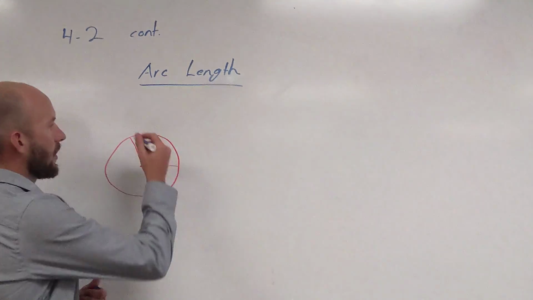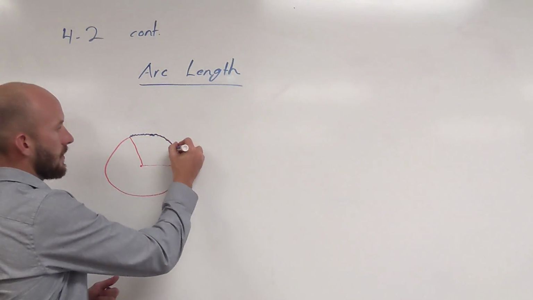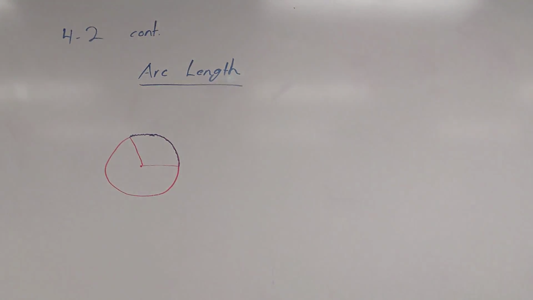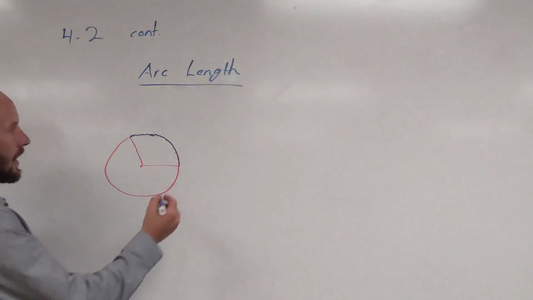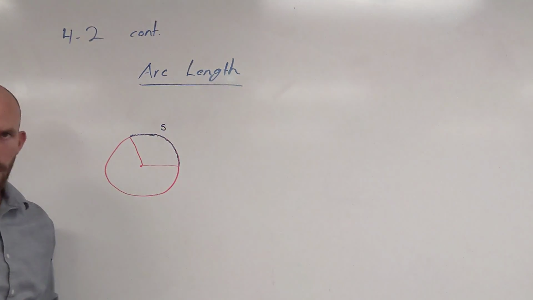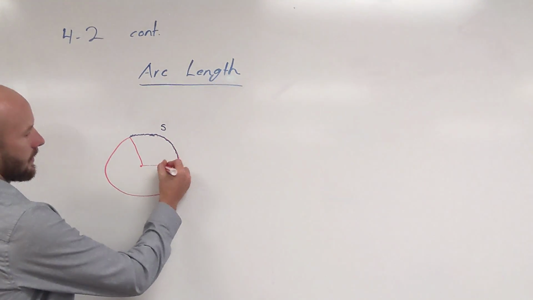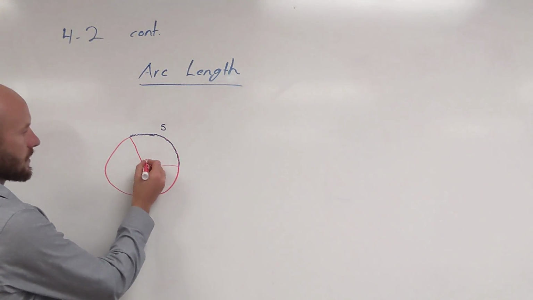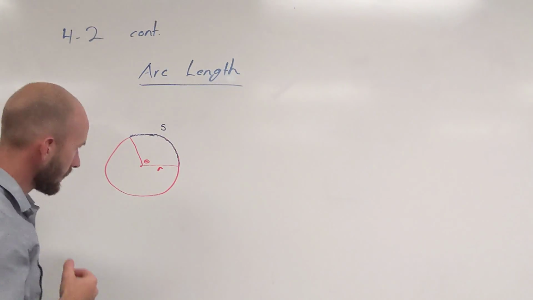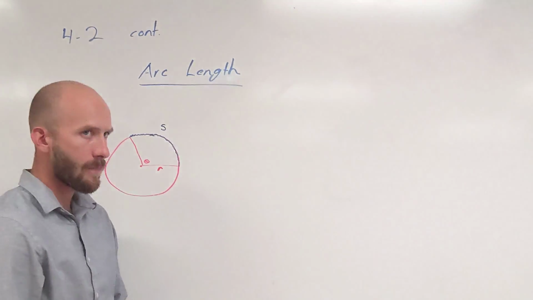So an arc is going to be like what I'm drawing in blue here. And we're going to use an S to represent arc length, and of course an R for radius. And then we have theta there, which is our angle.